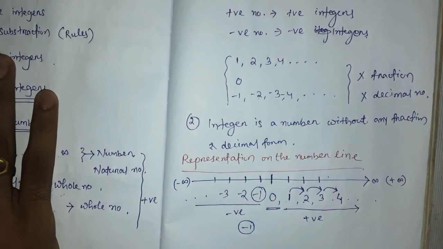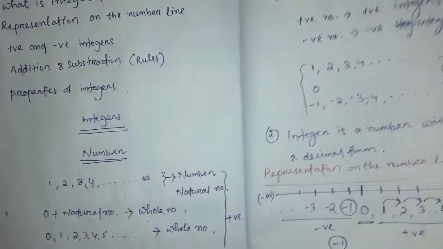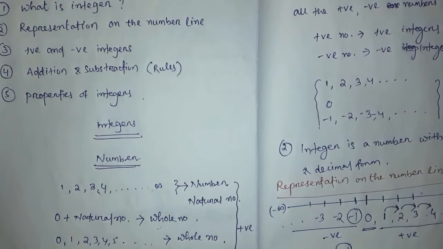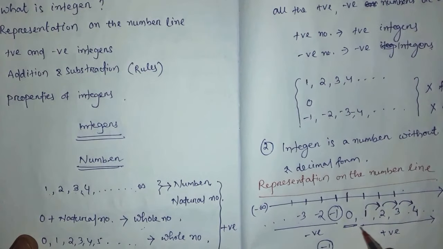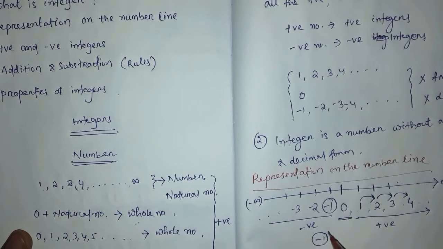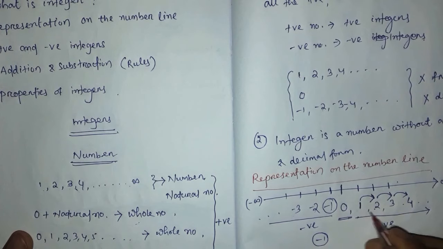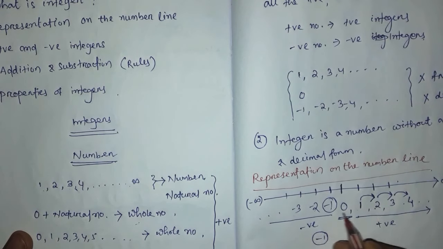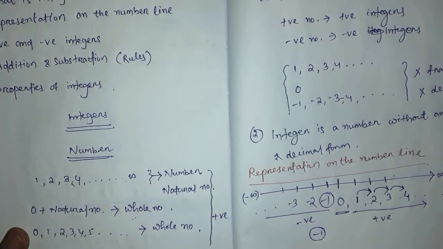Then next we will learn about positive and negative integers. I already told what the positive and negative integers are. All the numbers on the positive side, on the right side of 0, are called the positive integers, and all the numbers on the left side of 0 are called the negative integers, like 1, 2, 3, 4, 5, 6, and these are the positive integers. -1, -2, -3, -4, these are all negative integers.